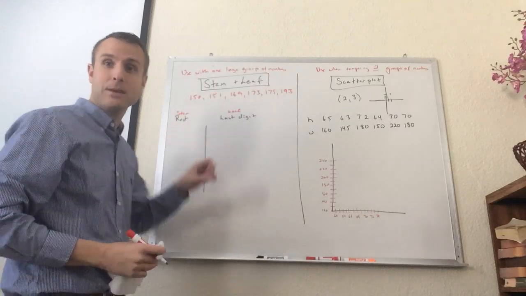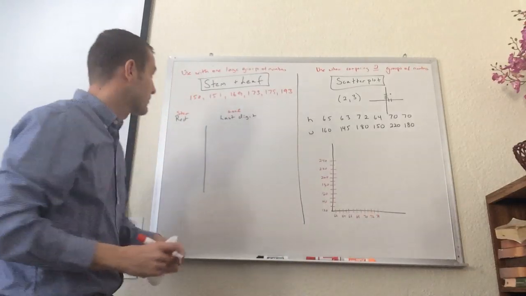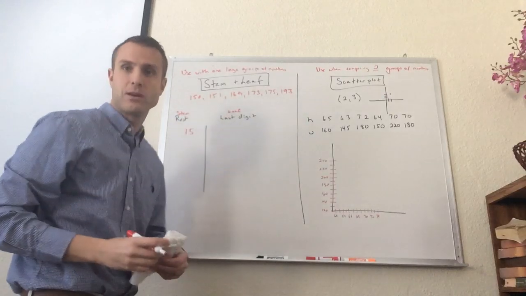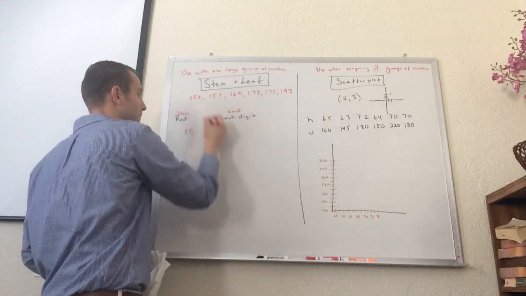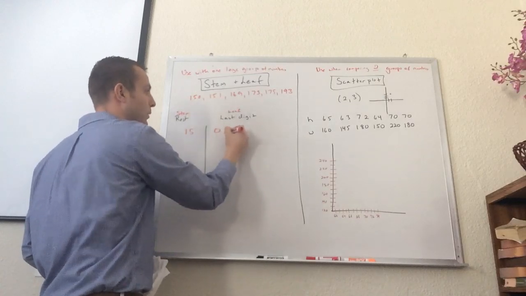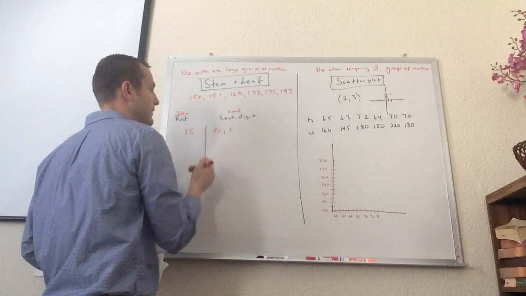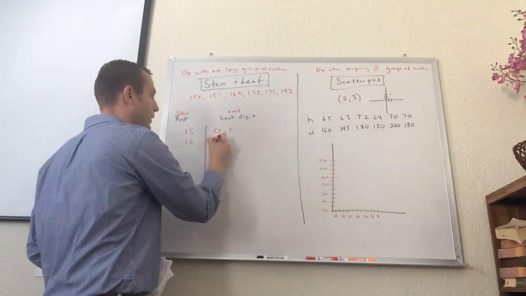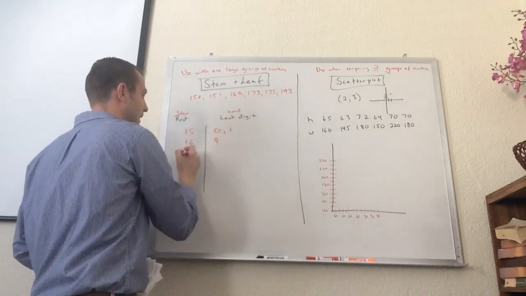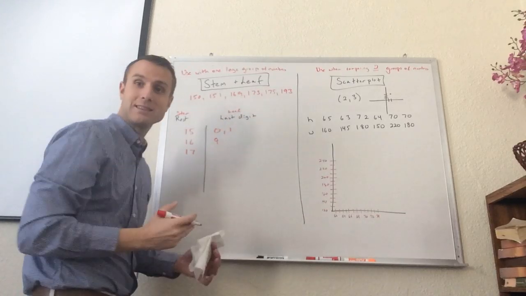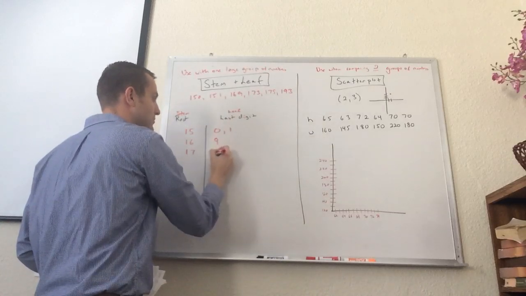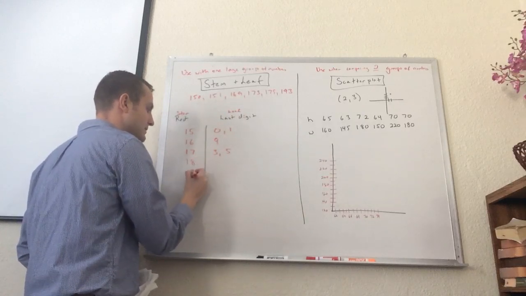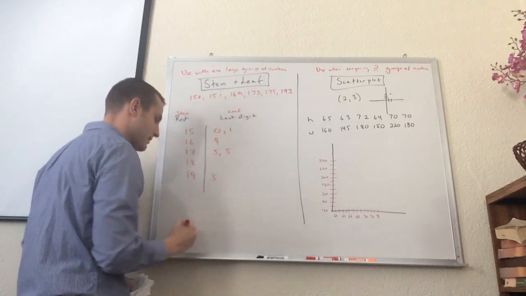That means my stem is going to have 2 digits. So for example, I have 150, so my stem is going to be all of my 150s. So I have 150, so I put a 0, and then 151, so I put a 1. I have 169, so my stem is going to be all my 160s. And then I just have 1, which is 169, so I put a 9. I have 173, so I'm going to do my 170s. So I have a 3, 173, and 175. And then I don't have any 180s. I have 190, which is 193.